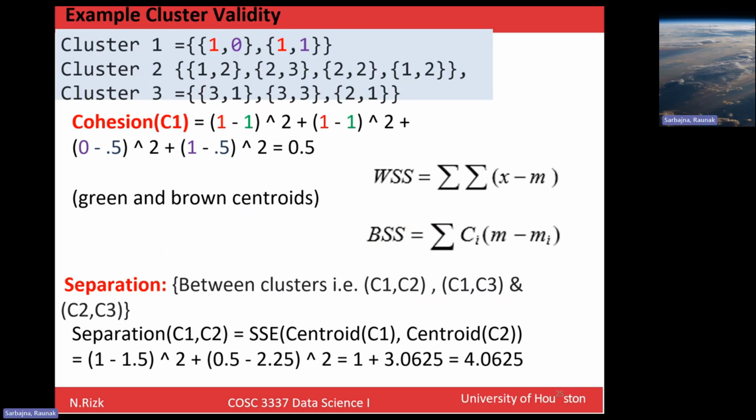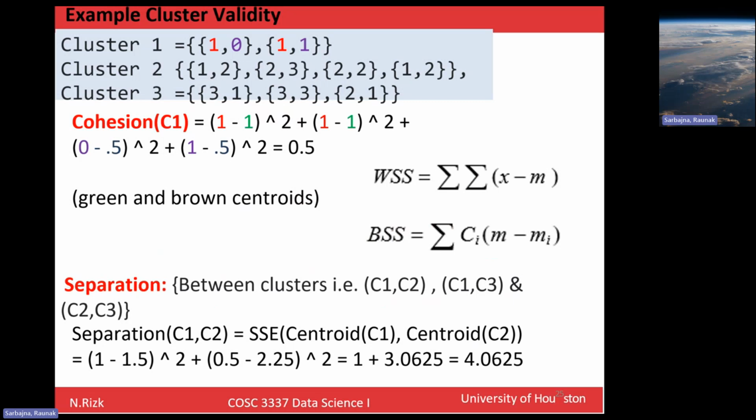For more cluster validity analysis, you can also calculate cohesion and separation. But to do cohesion and separation, you need to know the centroids. If you know the centroids for each of those points, you can calculate cohesion and separation. The formula is very simple. It's a simple subtraction and squared. It's SSE, the sum of squared error. So you take each of the points, say for example in cluster 1, and you subtract it from the centroid of that cluster, and you square it.